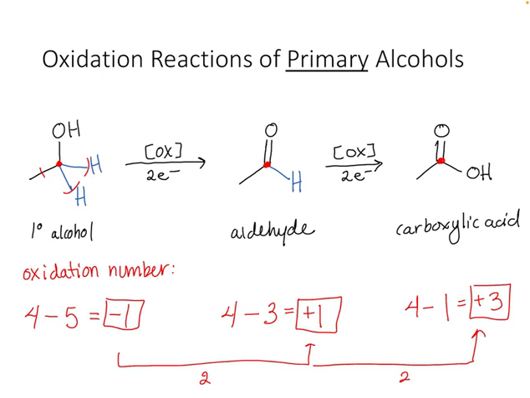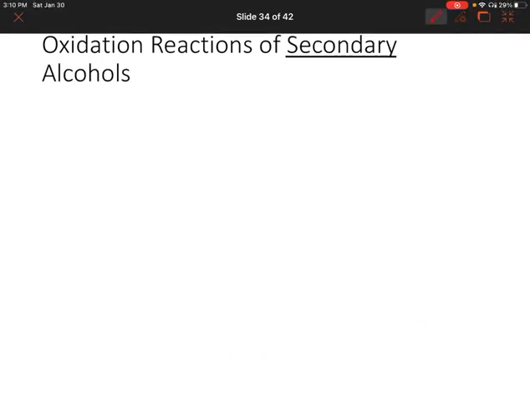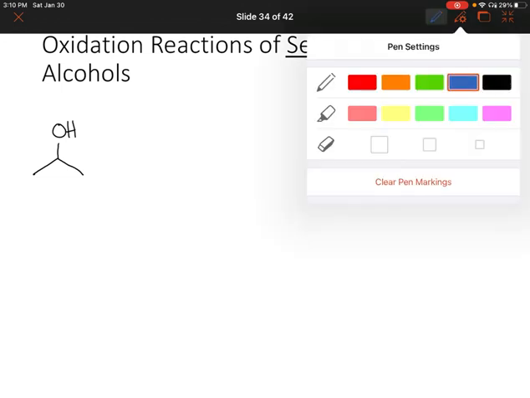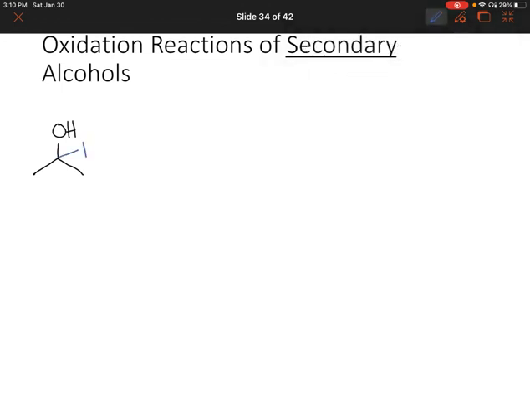All right, now let's look at oxidation reactions of secondary alcohols. All right, so let's say we have another carbon group bonded to that central carbon. And remember, we still have 1 hydrogen here.